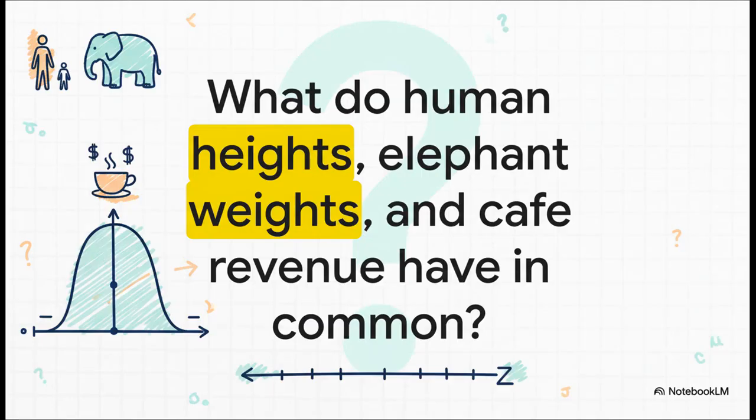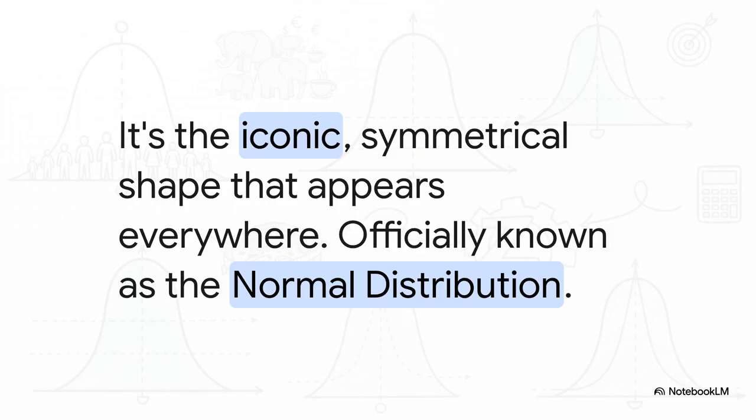So what is this master pattern? I mean, what could possibly connect the heights of people walking down the street, the birth weights of a whole bunch of baby elephants, and how much money a little cafe makes each day? On the surface, it all seems totally random, right? But believe it or not, there is a hidden connection that ties them all together. And that secret is this shape.